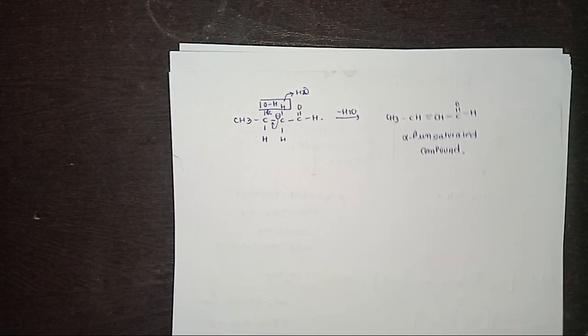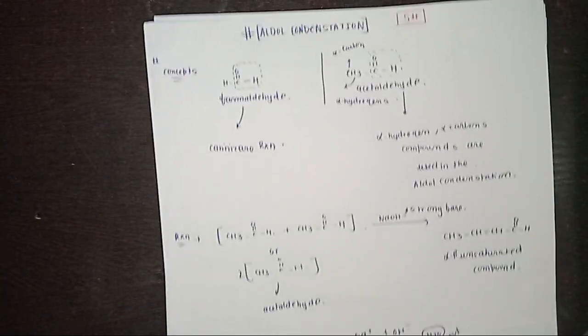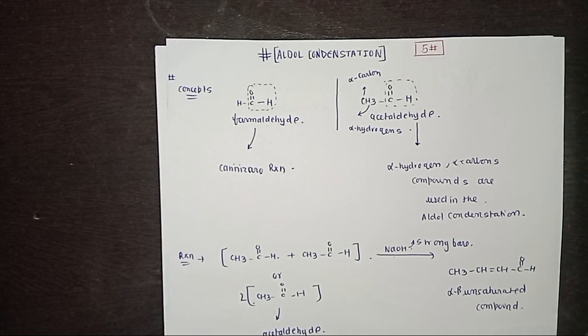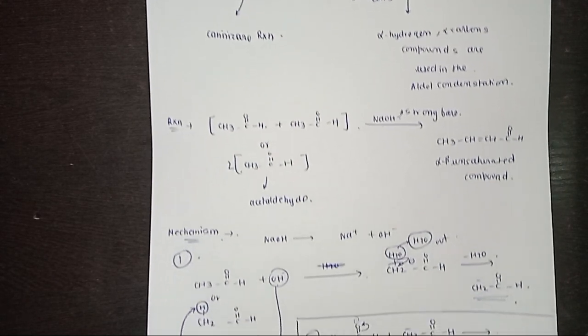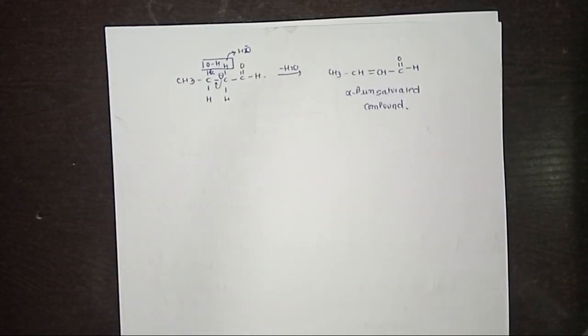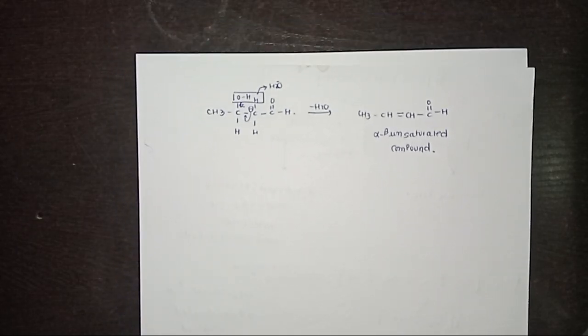Okay, so यही हमें फॉर्म करना था. So now what will happen is, हमने कॉन्सेप्ट समझ लिया, हमने रिएक्शन पढ़ ली, हमने मैकेनिज्म पढ़ लिया, तो यही था. ठीक है, अभी एल्डोल कंडेंसेशन थी पूरी. ठीक है, और यही आपकी एल्डोल कंडेंसेशन थी पूरी. So thank you.